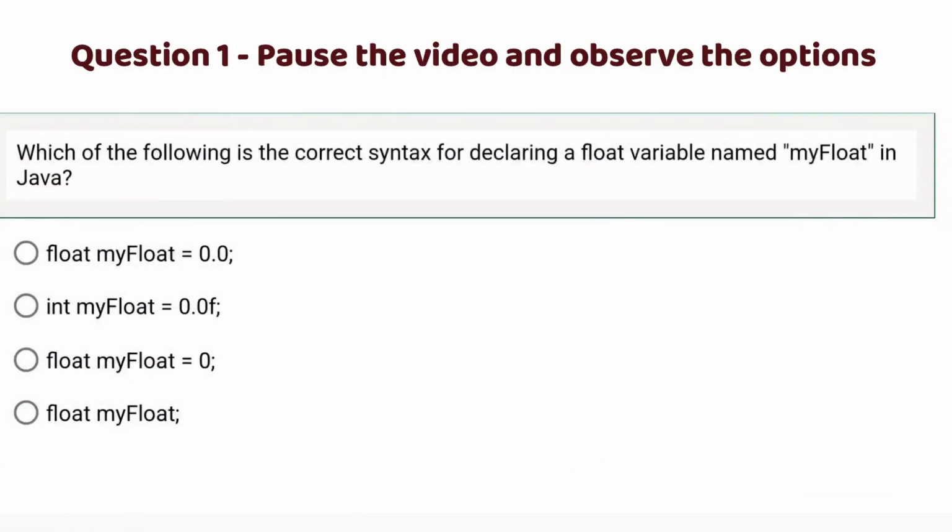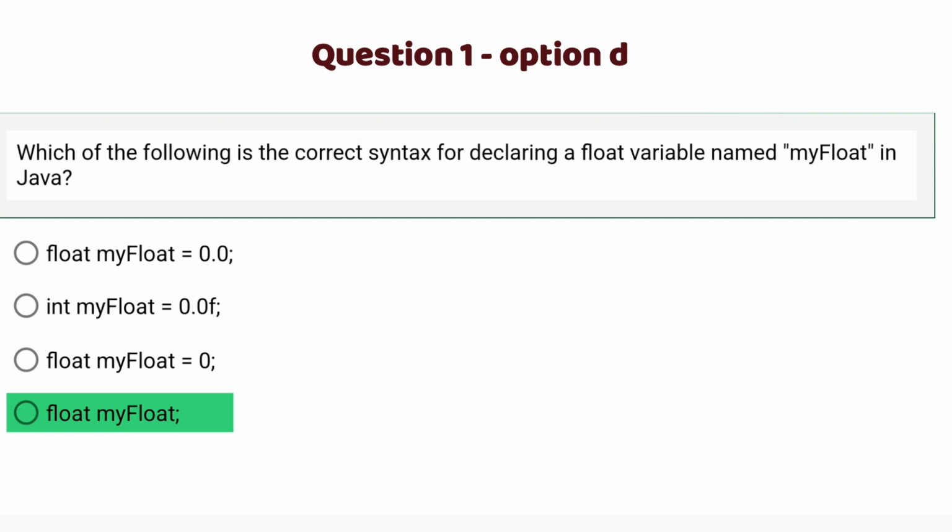The first question is, which of the following is the correct syntax for declaring a float variable named myFloat in Java? Please pause the video and observe the options. The correct option is option number D, float myFloat semicolon. You don't need to assign the value 0.0 to myFloat because the default value of float is already 0.0. So if you write it like option D itself, then the syntax will be correct. So the correct way to declare a float variable is the fourth option, that is option number D.